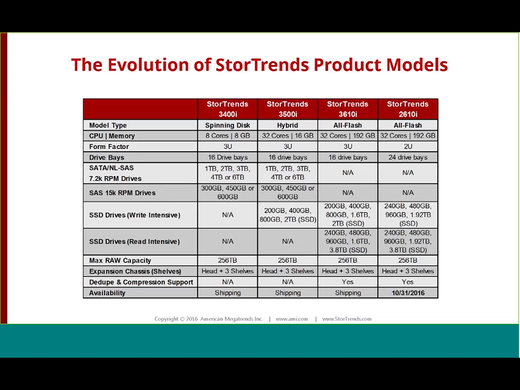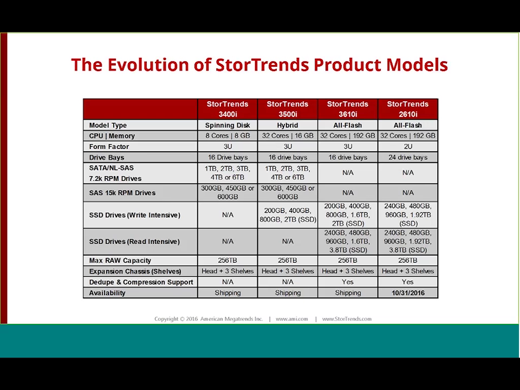The next box is the StorTrends 3500. That's our hybrid array. Again, it's a 3U 16-bay chassis. It comes with either 2, 4, 6, or 8 SSDs in the front end, with the remaining back end of the box filled in with the NL-SAS drives. So you can have either 200, 400, 800, or 2 terabyte SSDs, which are all write-intensive SSDs. And in the back of that box, you can populate it with 1 terabyte, 2 terabyte, 3 terabyte, 4 terabyte, or 6 terabyte NL-SAS drives to give you a lot of capacity.